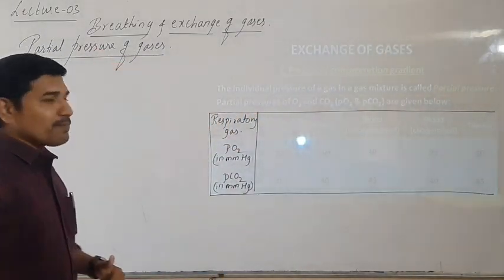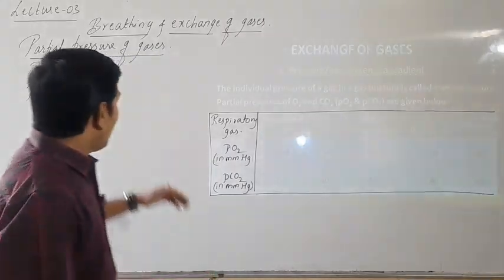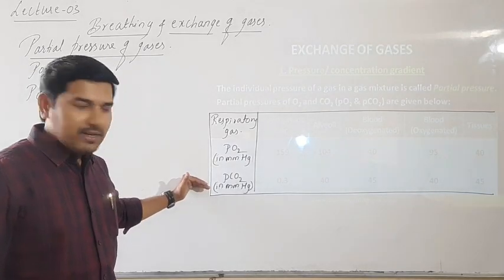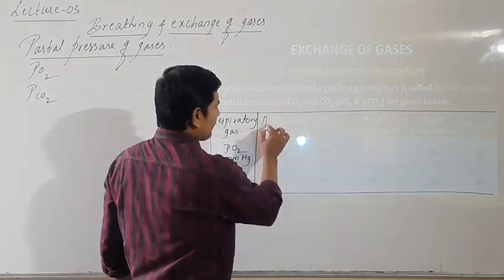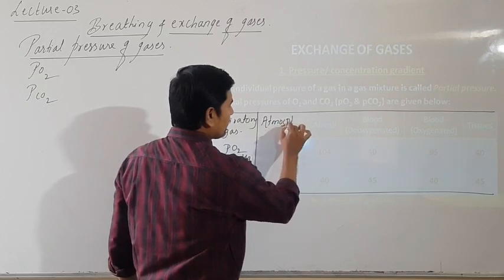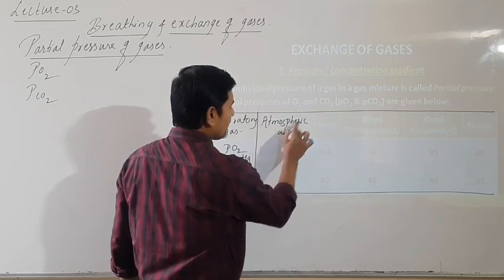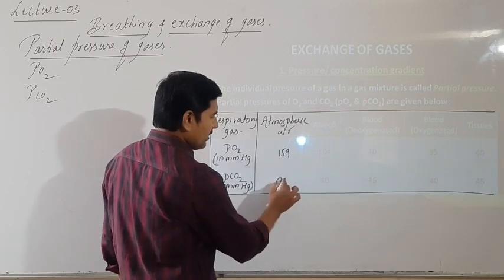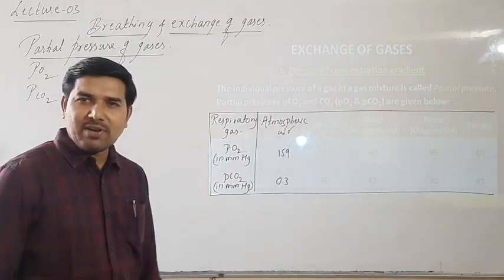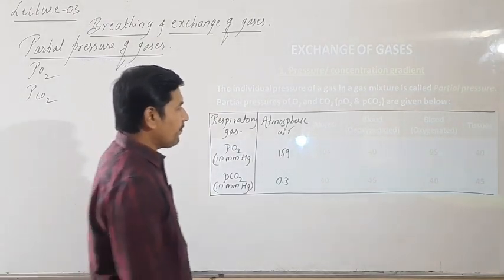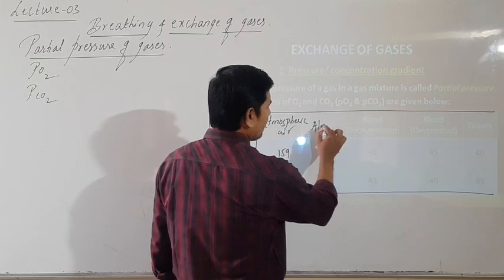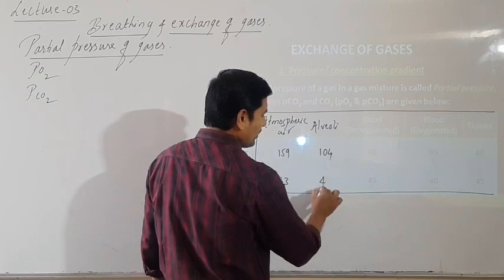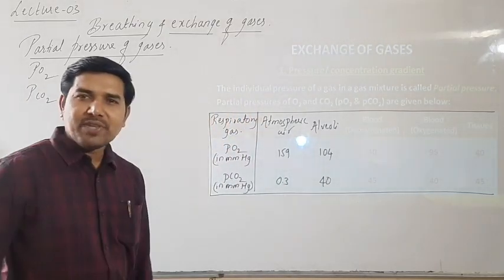Now, the partial pressure of gases, PO2 and PCO2, is measured in millimeters of mercury. Here we have the atmospheric air: the O2 level is around 159 mm of Hg, and the CO2 level is 0.3 mm of Hg. Then in the alveoli, O2 is 104 mm of Hg and CO2 is 40 mm of Hg.